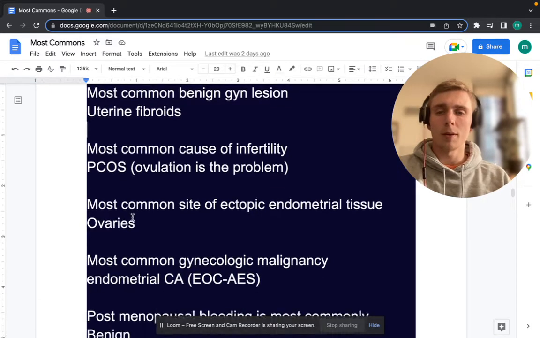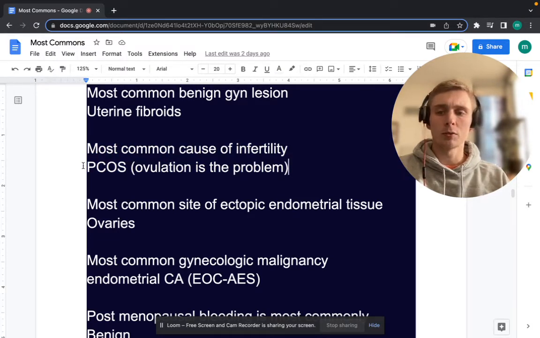What is the most common cause of infertility? And this is in females. The most common cause of infertility in females is going to be PCOS, polycystic ovarian syndrome, and it's mainly due to anovulation. Ovulation is a big problem in PCOS, and there are also other causes of anovulation included in the most common causes of infertility, but PCOS mainly.